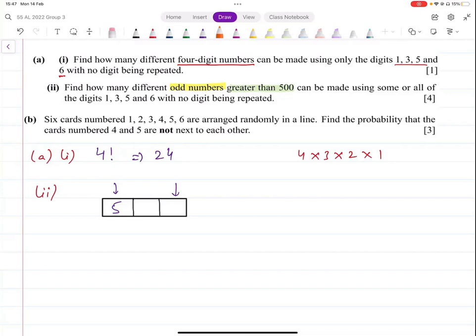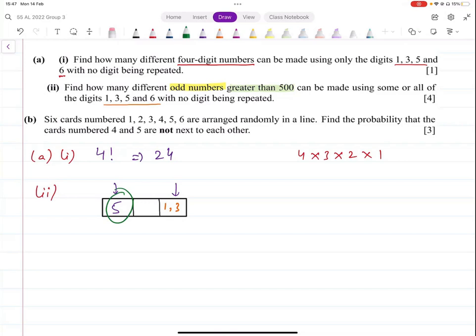Now, how many odd numbers do we have in this list? We've got 1, we've got 3, we've got 5, but we've already put 5 as the first number. So how many options are we left with? We've got 2 options. We can either have 1 here or we can have 3 here. Okay? Now how many cases do you have for this?